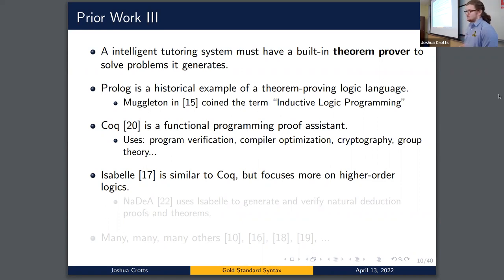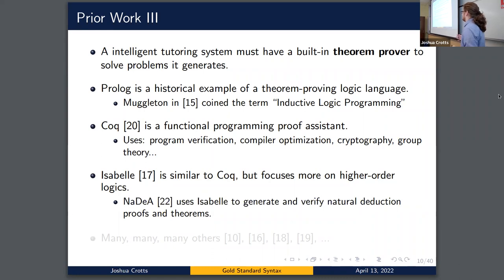But Coq is used in program verification and a lot of mathematical contexts, and Isabelle tends to focus more on higher order logic. And there's actually a system called Nadia, that's how I'm going to pronounce it. It uses Isabelle as a backend to actually generate and verify natural deduction proofs. So Isabelle doesn't do it by default, but it can be used for that.